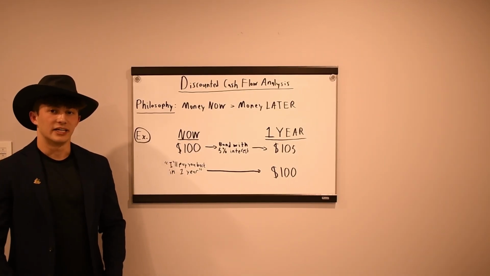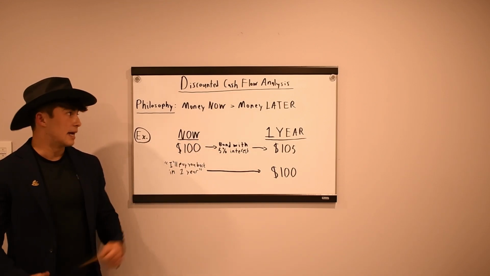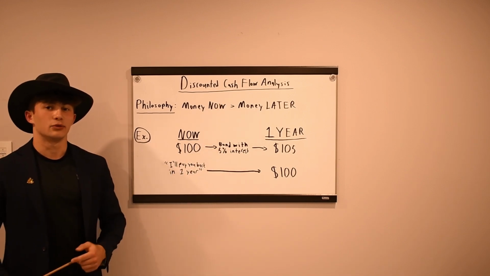Now, our first way to calculate intrinsic value is through discounted cash flow analysis. The whole philosophy behind this is that money given to you right now is greater in value than money given to you later. Now, let me give you an example.